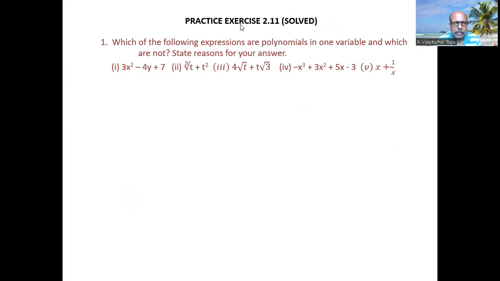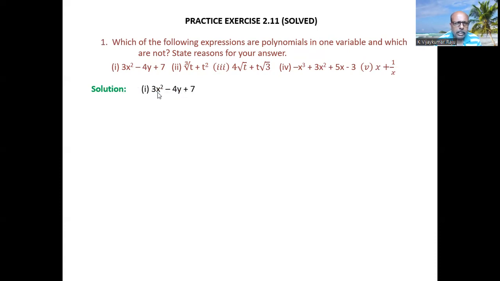Now, practice exercise 2.1. If you have watched my previous video, that was a solved exercise of 2.1, I had given a practice exercise. I'm solving it here so that you can check whether what you have done is right or wrong. Which of the following expressions are polynomials in one variable and which are not? Now let us see the first one.